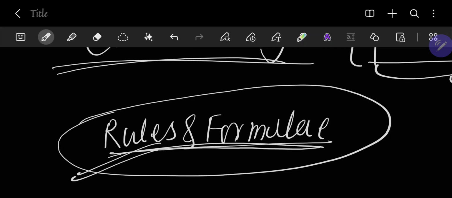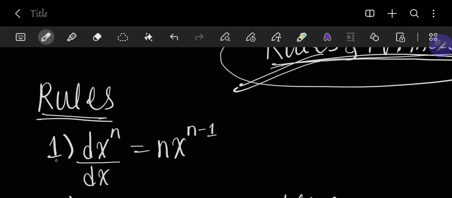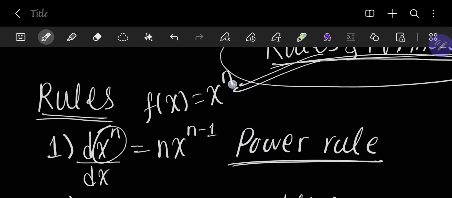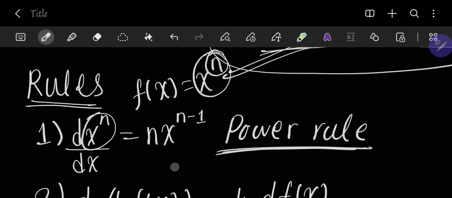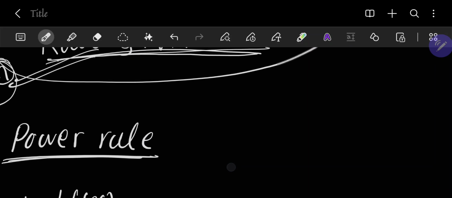So rules and formulae that you will be needing in order to master differential calculus. The first rule is something called the power rule. Now, the reason it's called the power rule is pretty evident because it deals with a function having some sort of an exponent, having some sort of a power. So it's called the power rule. Now, this rule is pretty straightforward, and I think I'll actually derive the rule as well.